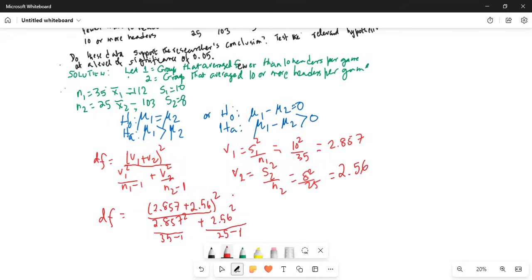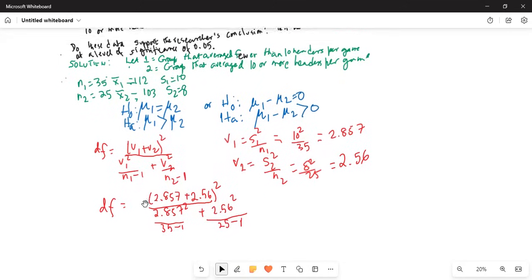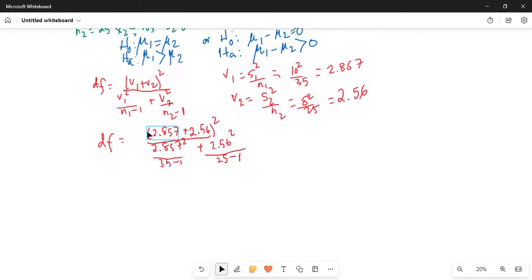So let's move this a little bit up. And let's do this calculation. Degrees of freedom is equal to, I'll use my calculator. First, I will do the numerator calculation, which is in parentheses 2.857 plus 2.56, close the parenthesis, and then square by pressing the x square key. And that is equal to 29.